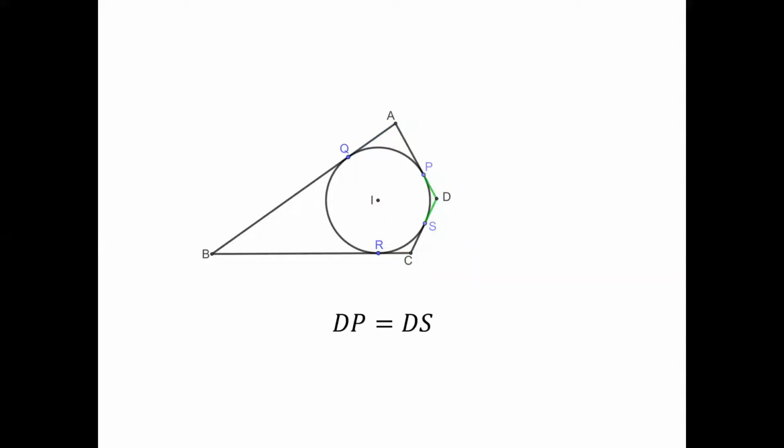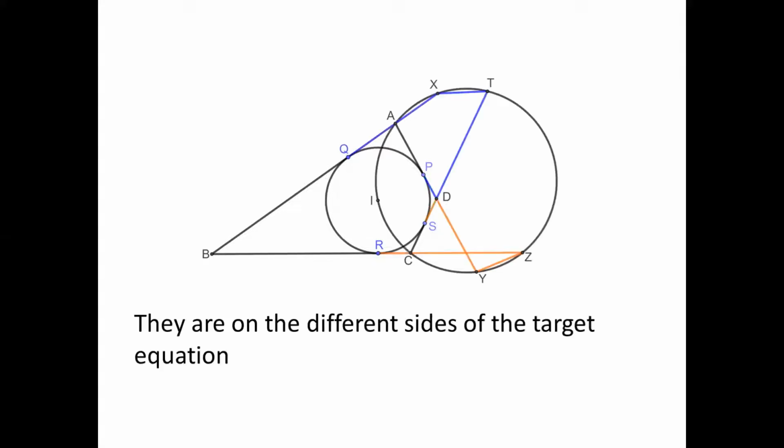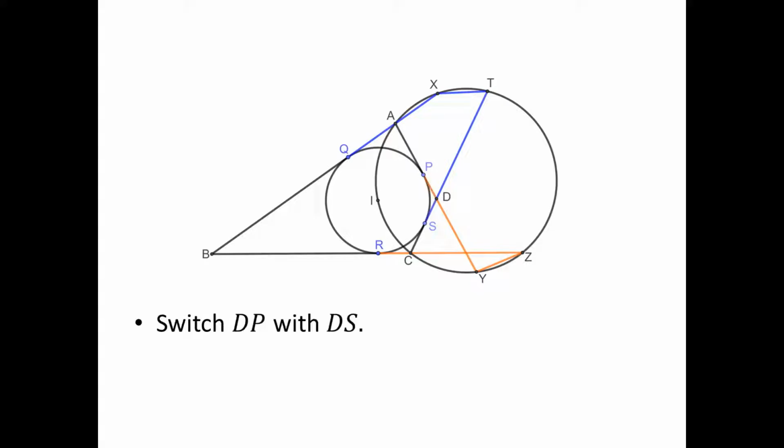From the point D, we have two tangent segments, DP and DS. DP and DS are on different sides of the target equation. I switch their sides, meaning I change the color. It is indeed tempting to remove them from the equation because they can cancel out. But you will see the reason soon.